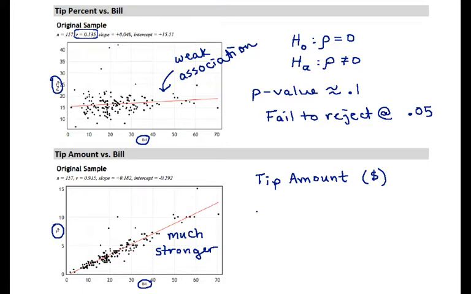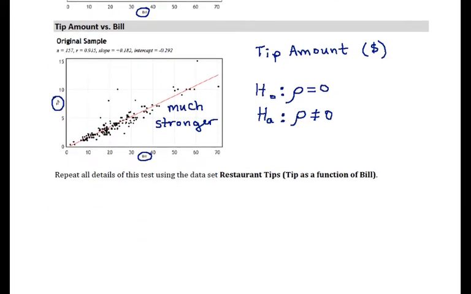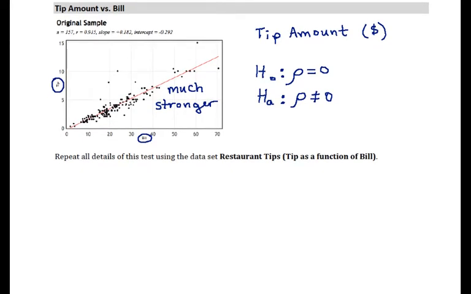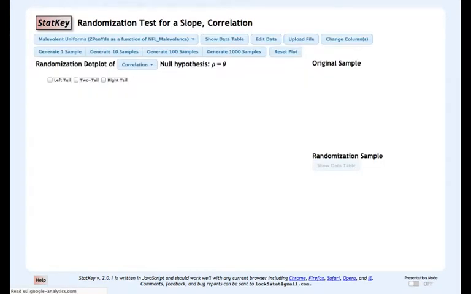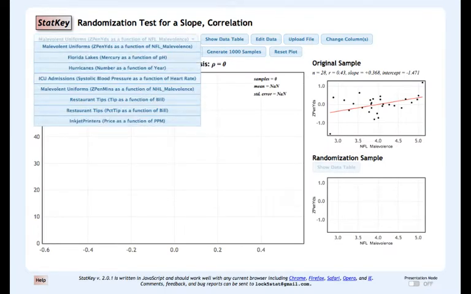So we're going to start with the same set of hypotheses, although this time our rho is between a different pair of variables. H0: rho equals 0, and HA: rho is not equal to 0. And we're just going to repeat this test on this particular pair of variables. So we will go to StatKey to generate a randomization distribution. We are still interested in a slope or correlation, so we'll go to the same place in StatKey. And this is another data set from the drop-down menu, so we don't have to upload a file.